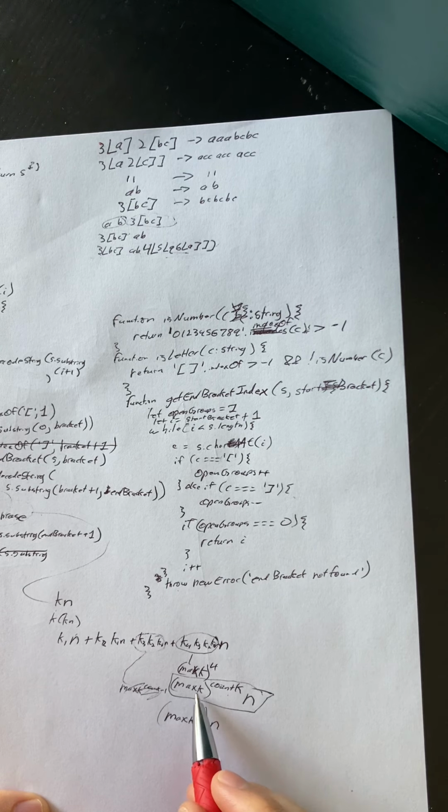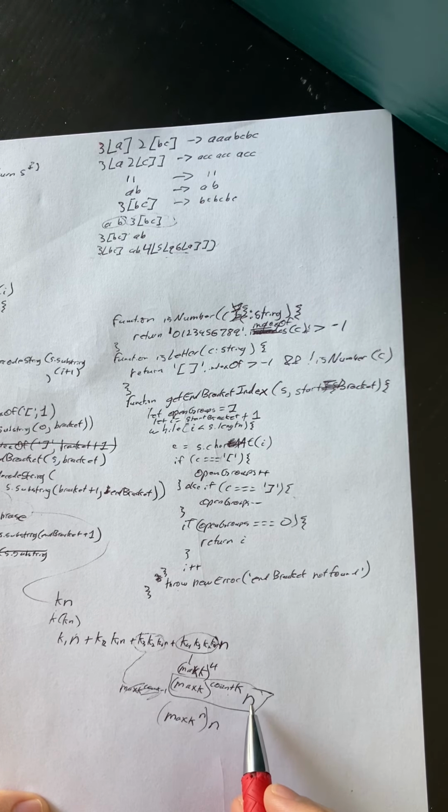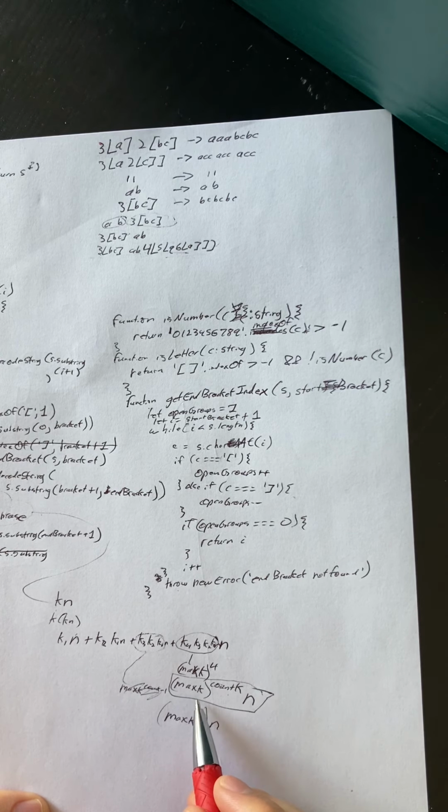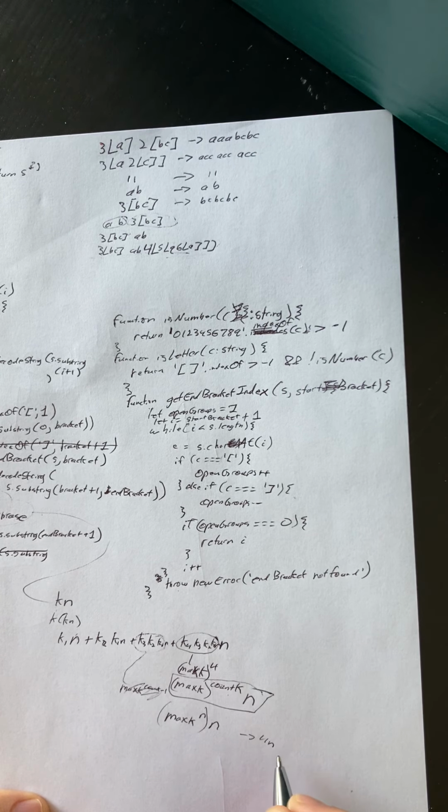And so you could have 100 squared times 30. Or I guess for max k, you could say it's 2. So you could have 2 squared times n, so you could have this be 4n. Because count k could be 2, the result could be 4n.